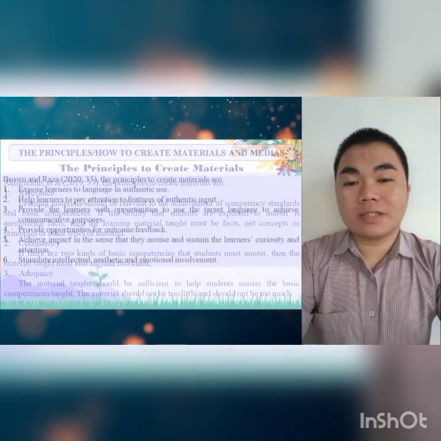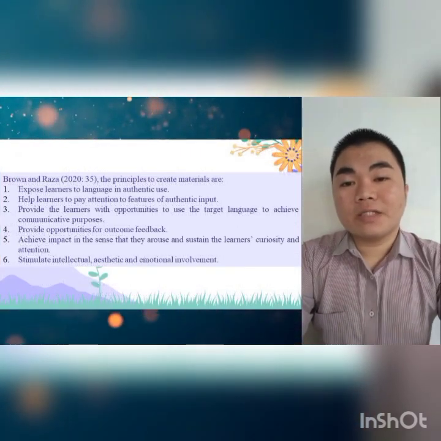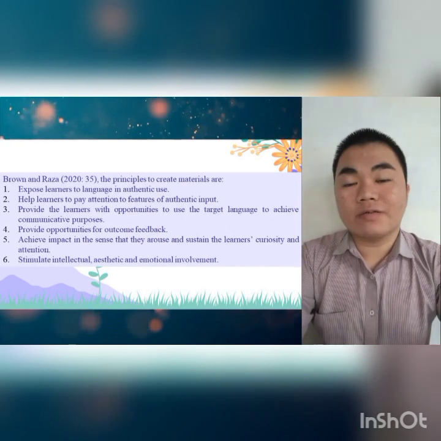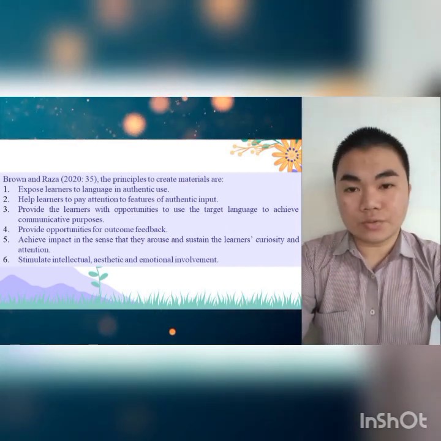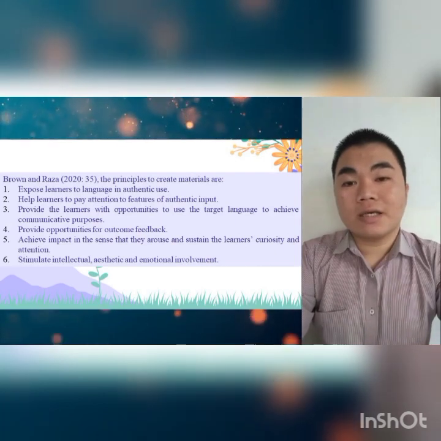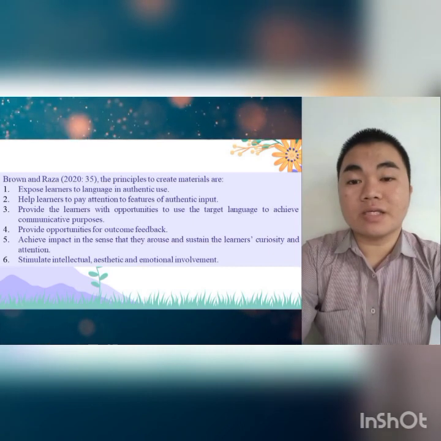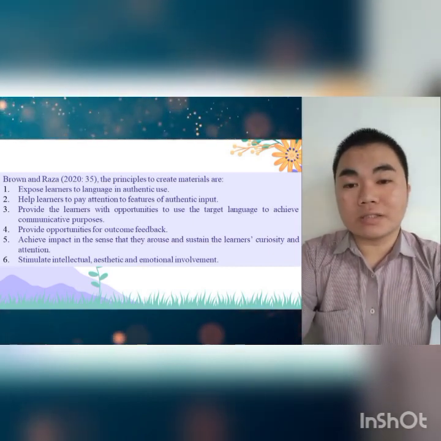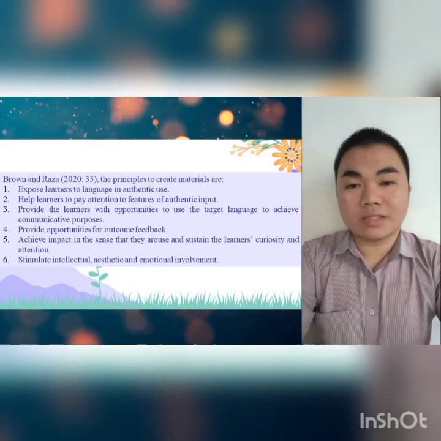The second expert is Brown and Raza, 2020, page 35. The principles to create materials are: the first is to expose learners to language in authentic use. What is meant by this is exposing learners to real-world examples of the target language being used in everyday situations rather than just in a textbook or classroom settings.